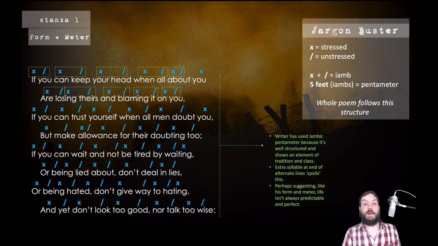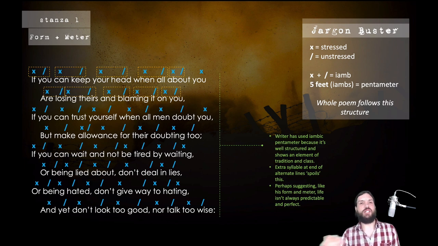Writers used iambic pentameter because it's well structured, well known, and it shows an element of tradition and class. Shakespeare always used iambic pentameter, not always, but regularly used iambic pentameter. The extra syllable at the end of the alternate lines spoils it a little bit. We call it catalexis, a little bit like in The Tiger by William Blake. It kind of spoils it, but my analysis is that it actually doesn't.